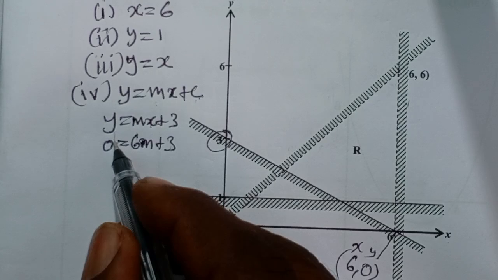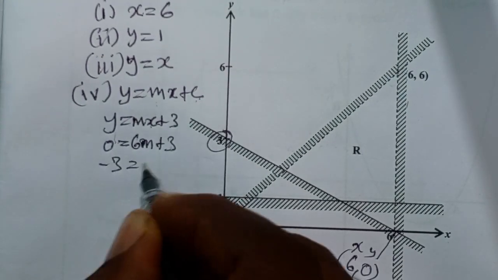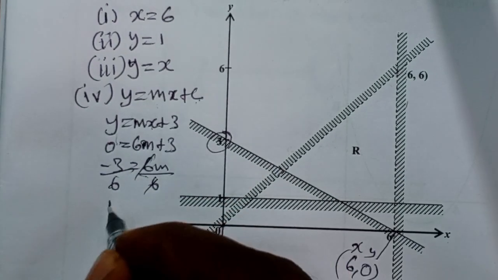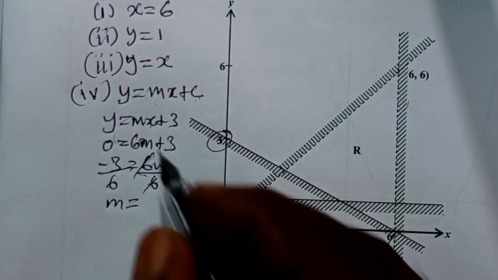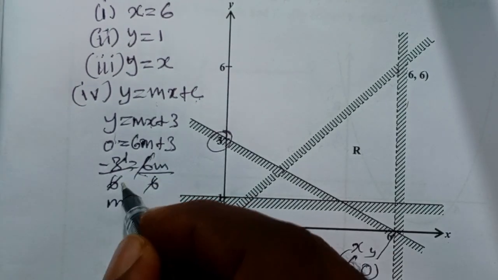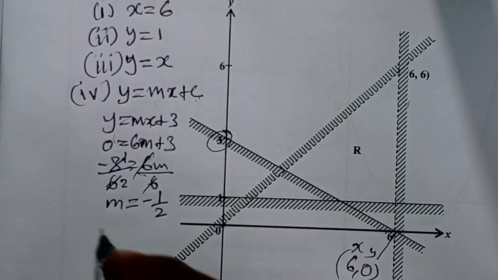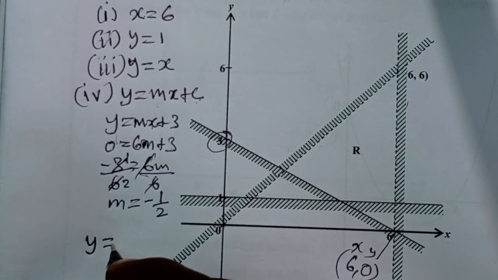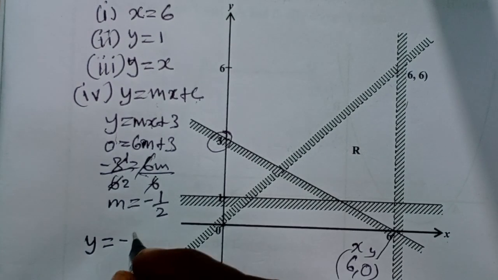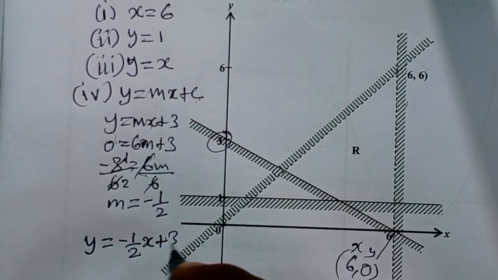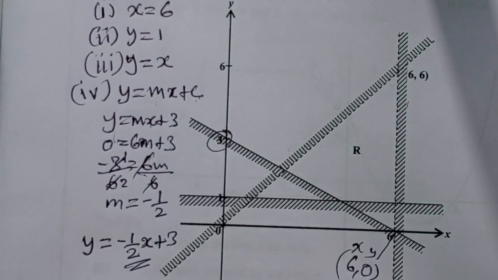3 comes here. It is going to be negative 3 is equal to 6m, over 6, over 6. 6 goes. So m is equal to negative 3 over 6, which is 3 into 3, 1, and 3 into 6, 2. So m is negative 1 over 2. So the equation of the straight line becomes y is equal to, where there is m, we substitute negative 1 over 2, x plus the y-intercept, 3. So these are the 4 equations that we have. From here now we are going to generate the inequalities.